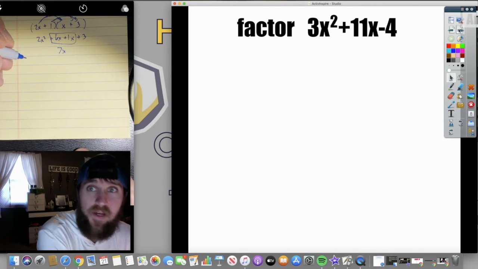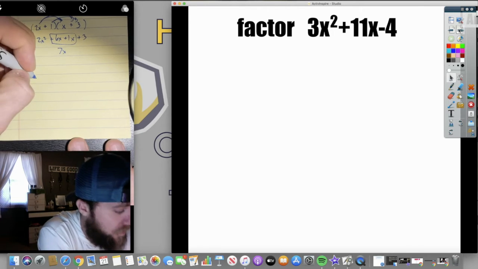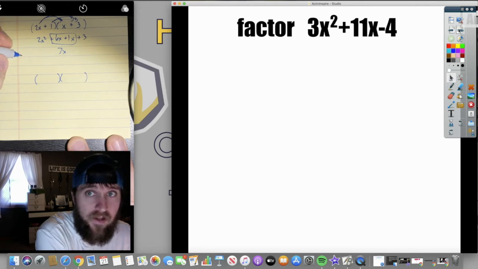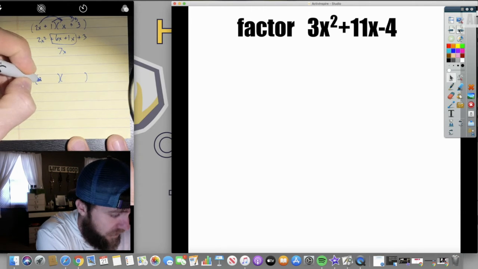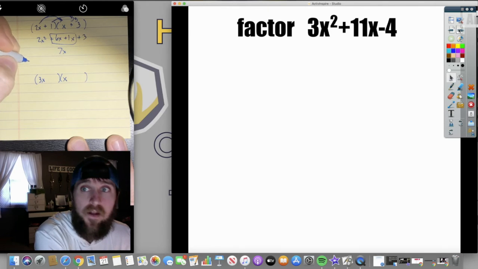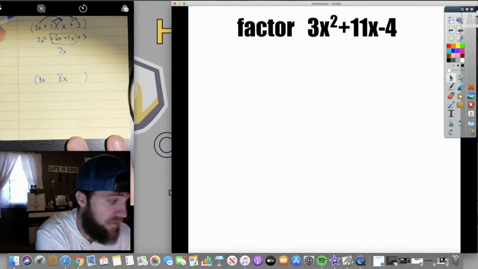And we run through our steps. Nothing in common with the three terms. No numbers, no variables in common. So we're going to go to our two binomials. Looking at the a, it's a 3. So to get 3, it's got to be a 3 and a 1. Now we look at the c. It's a -4. So it's got to be a positive and negative.